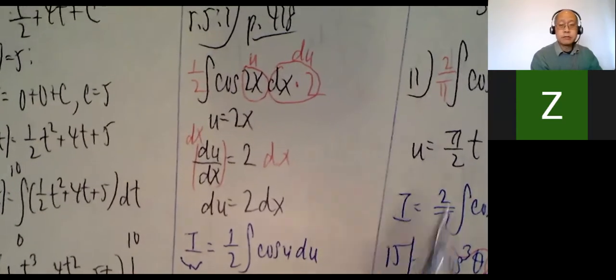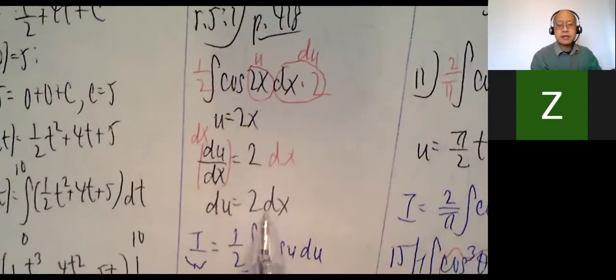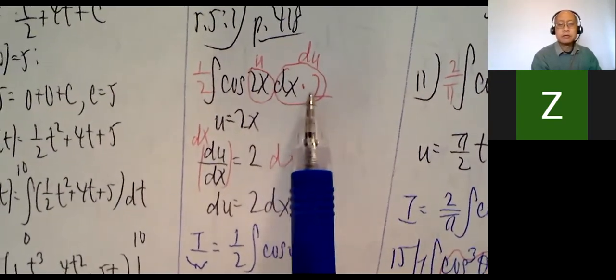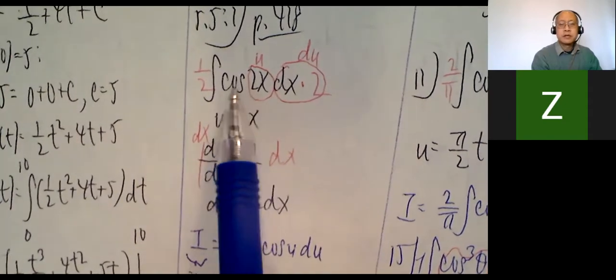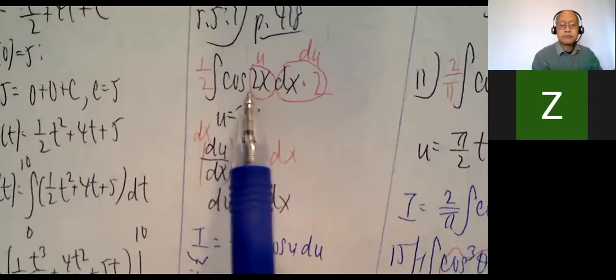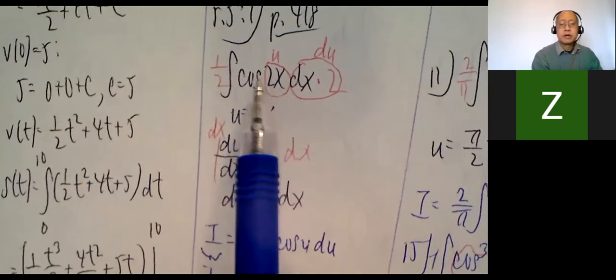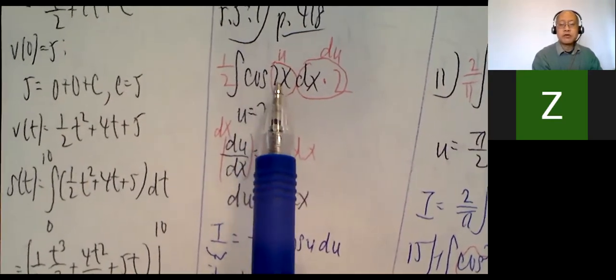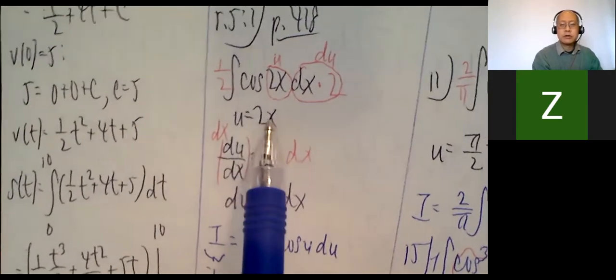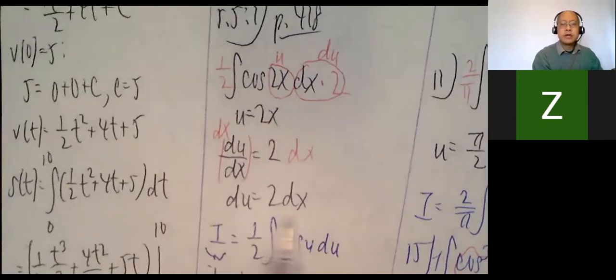So here's how I substitute. 2dx is my du. 2x, I call that u. I have a half outside. Okay, so one more time. Make the problem easier. Instead of 2x, I make it a u. So u equals 2x. du equals 2dx.